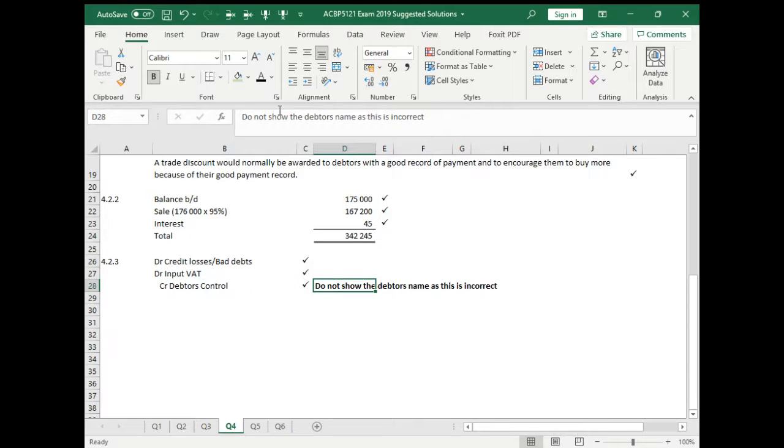Something I just want you to make a note of: you credit the debtors control account. You do not credit the individual debtor's name. You would not have received the mark here if you wrote the debtor's name. It is the debtors control account that is being credited.